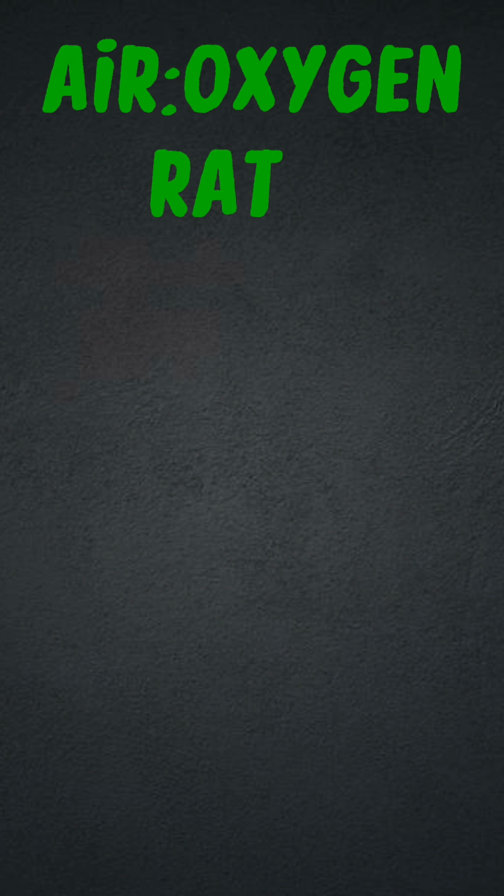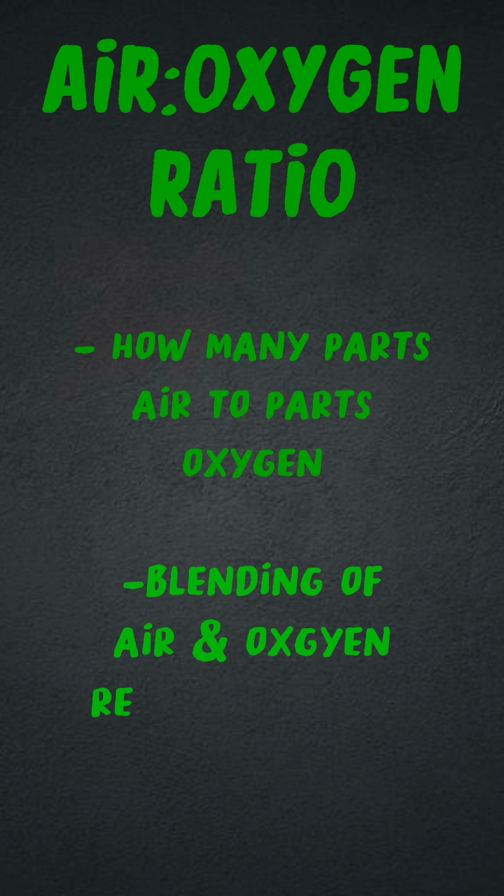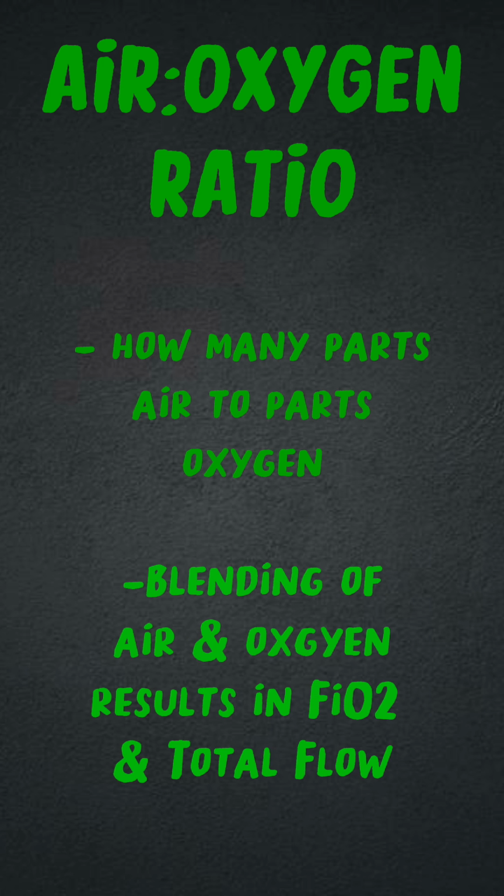In order to calculate the total flow of a high-flow oxygen device, we first have to determine the air-to-oxygen ratio. Now, the air-to-oxygen ratio basically tells us how many parts of air there are for every part of oxygen. And the blending of the air and the oxygen of that device result in the FiO2 and the total flow.